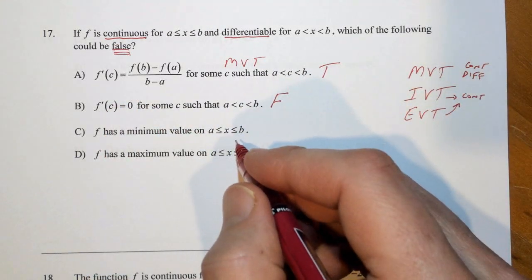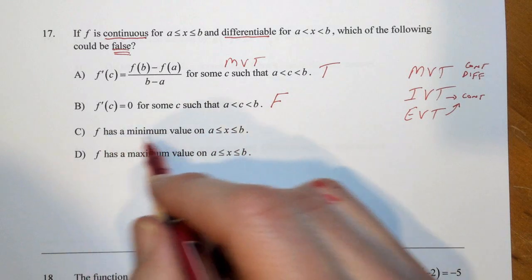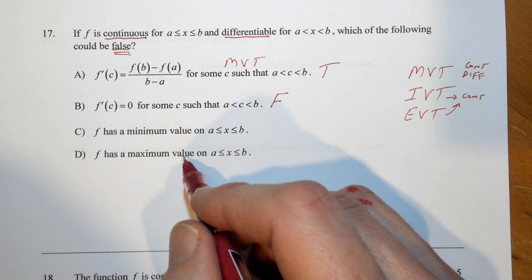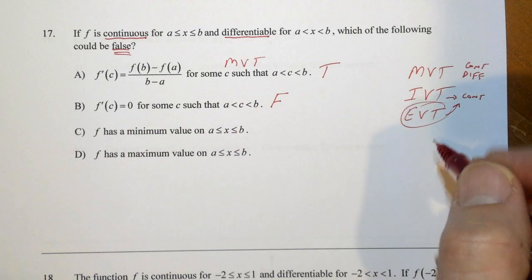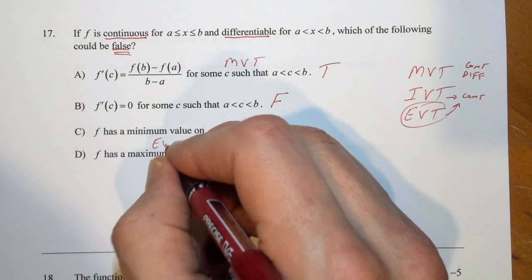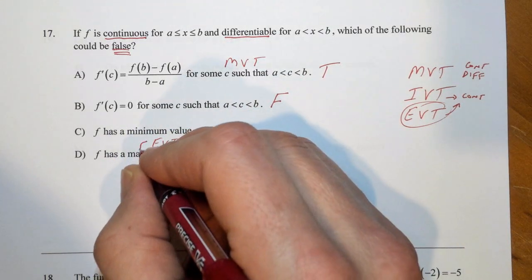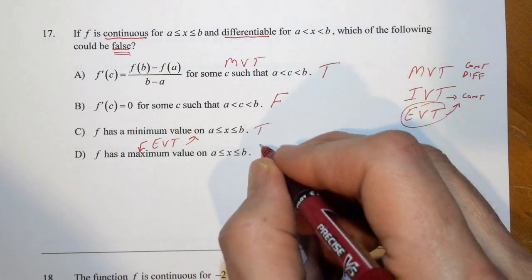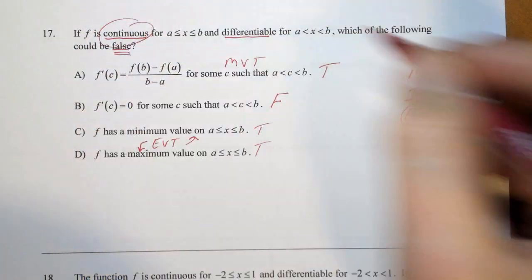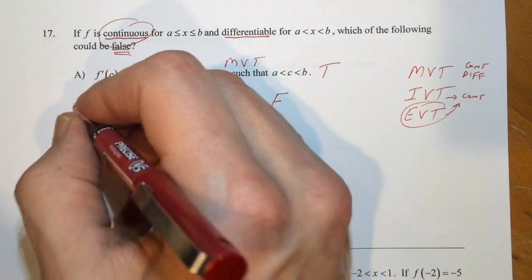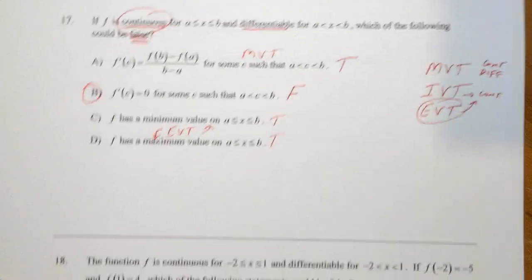That means that these two should be true. What's going on here? F has a minimum value, F has a maximum value. Yeah, that's exactly what the extreme value theorem said. These are both extreme value theorem conclusions. So they're both going to be true as well because we needed the function to be continuous. All right, B is the false answer.